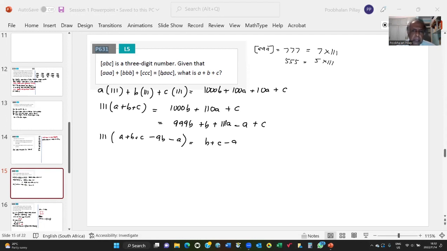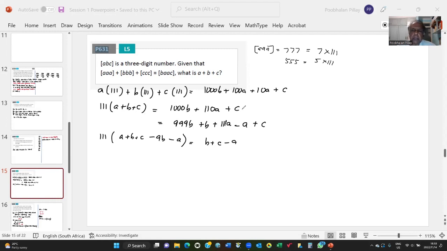Now here, this digit is in the 1000th place, so this is 1000B. This digit is in the 100th place, so it's 100A. And this digit is in the 10th place, so it's 10A plus C. So I have got an equation like this. And if you look at this equation, when you take out 111 as a common factor, you'll get this.